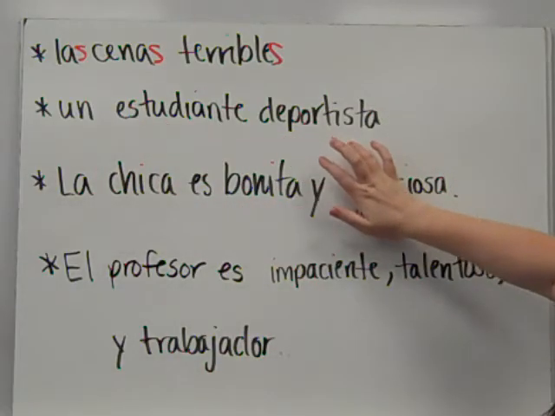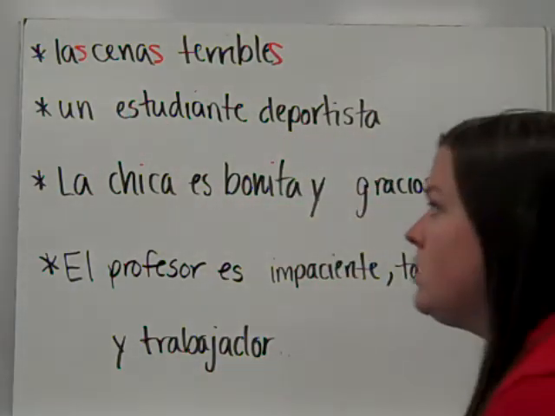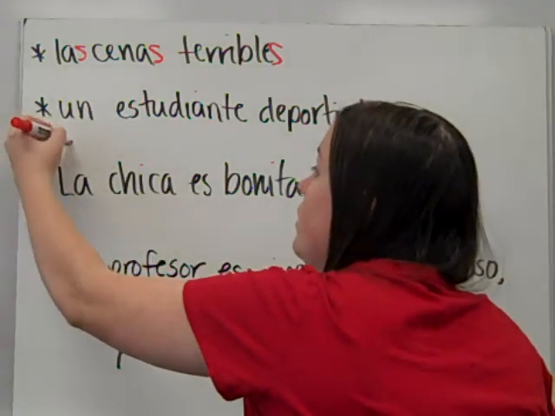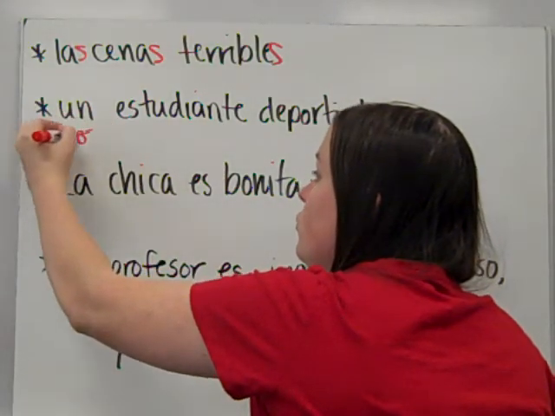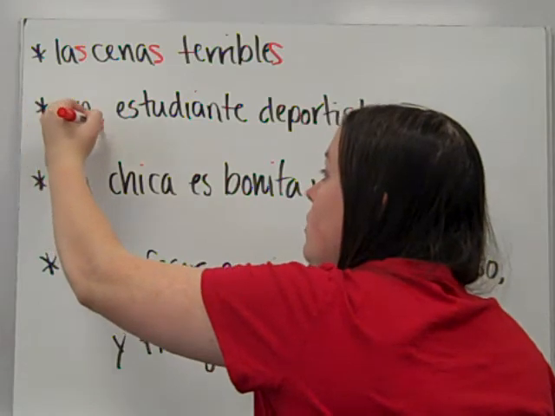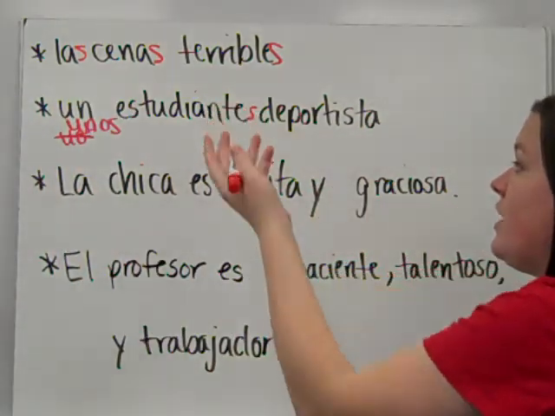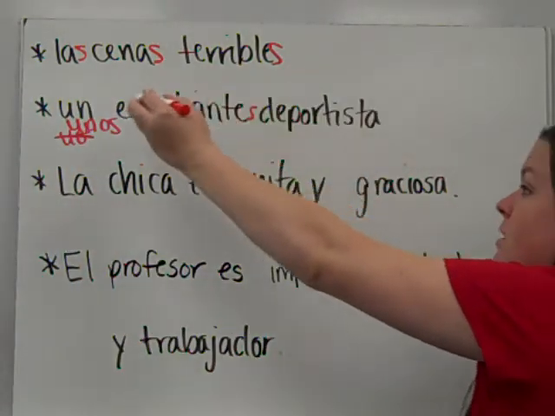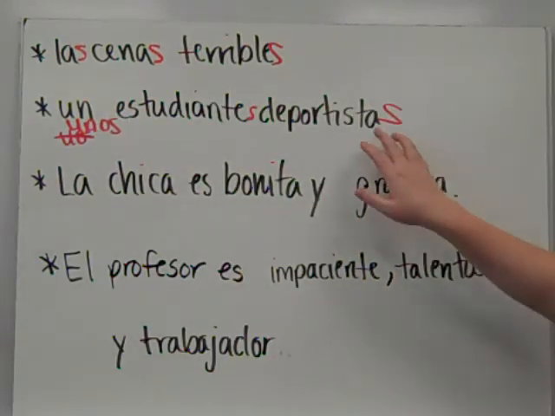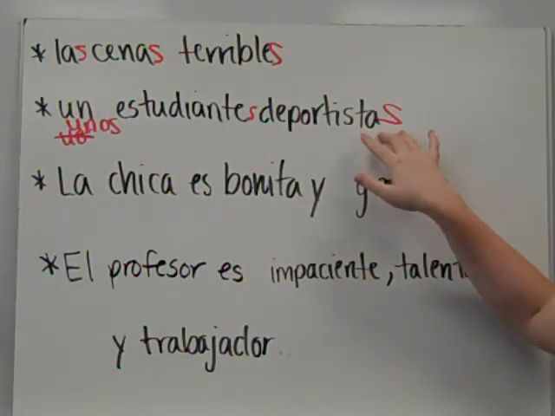Un estudiante deportista, so a sports-minded student. Un would go to unos, which apparently I cannot spell. Unos. Estudiante, we can just add an S. And sports-minded, because these are plural, sports-minded has to be plural as well.